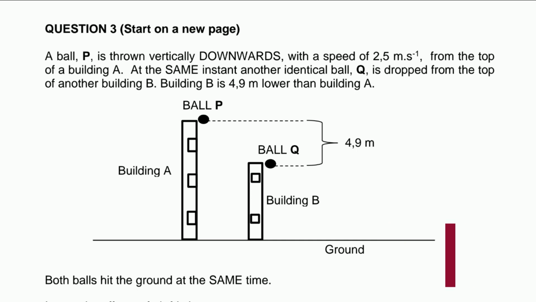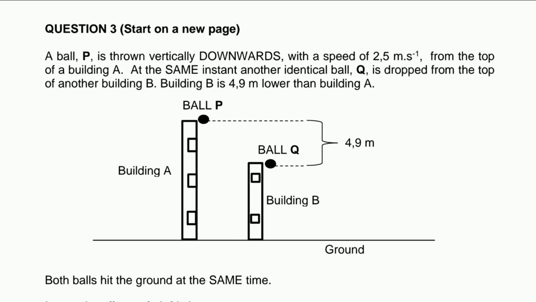We're going to finish and do another two questions from the control test one that we were doing last time. So this time we're going to be doing questions 3 and 4. Question 3 is projectile, and let's start with the question. The question said a ball P is thrown vertically downward with a speed of 2.5 meters per second.